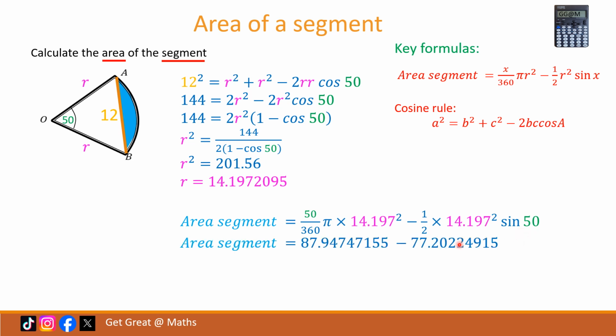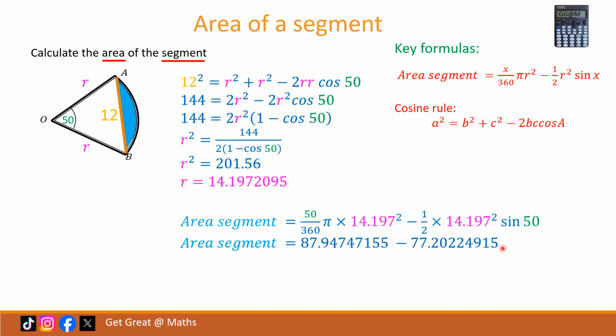From here, we're going to type this into the calculator, and I'm just going to work out each part separately. So if I work out the area of the sector, that is 87.947477155, just from typing the first part in. And if I work out the area of the triangle, that will give you 77.20224915. I've done them separately, so in the exam you will get a method mark for showing what these two values are. Sometimes if you try and type it all in at once, you make a mistake and you don't get down to the right answer. So it is easier to work out each part separately.